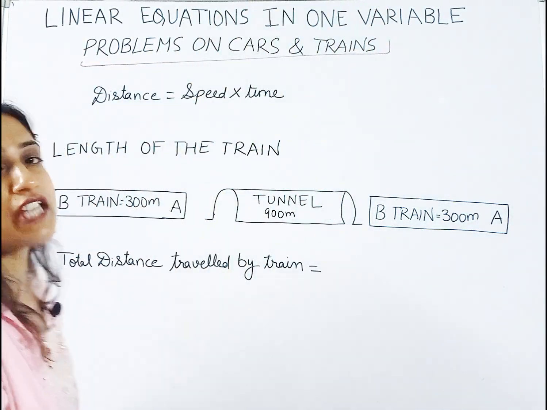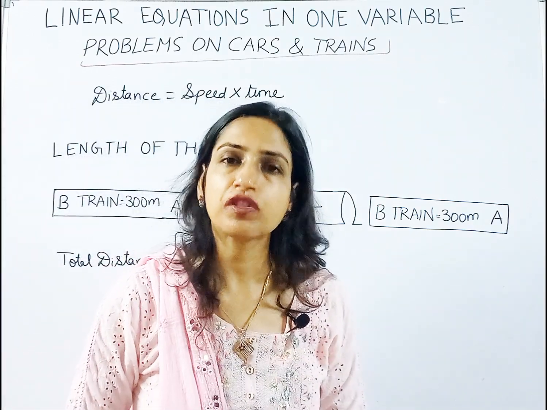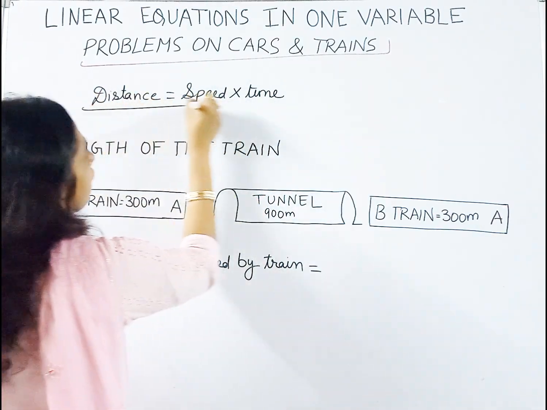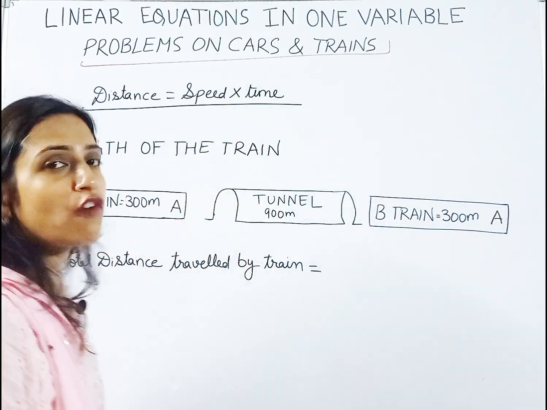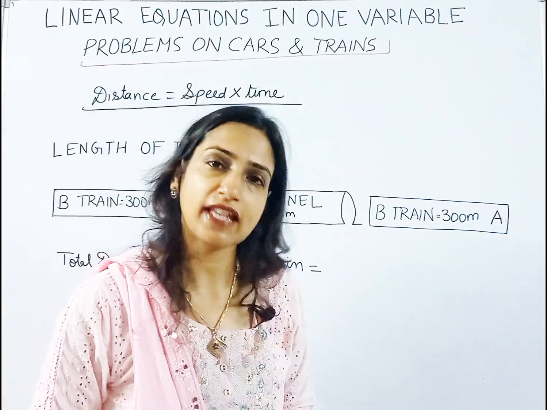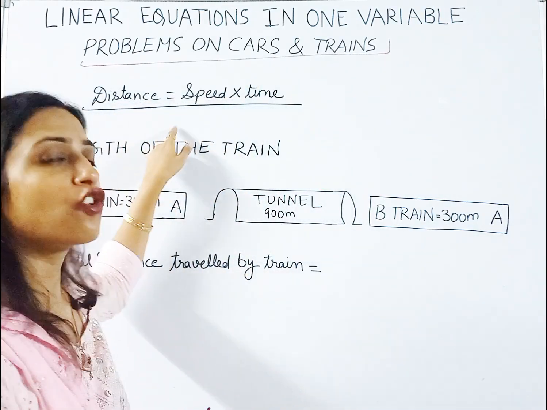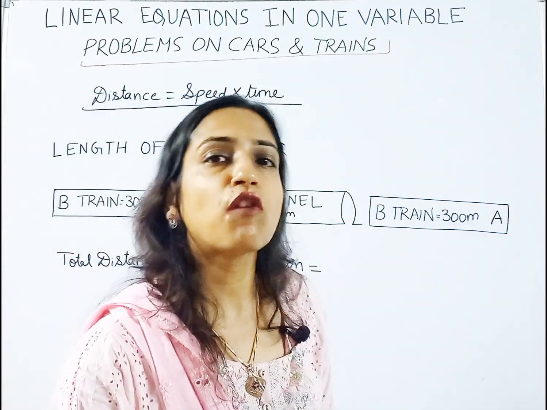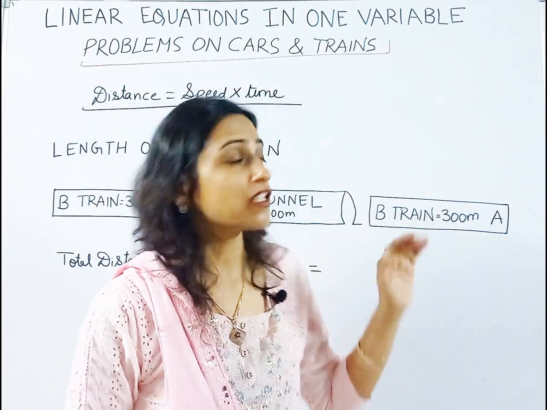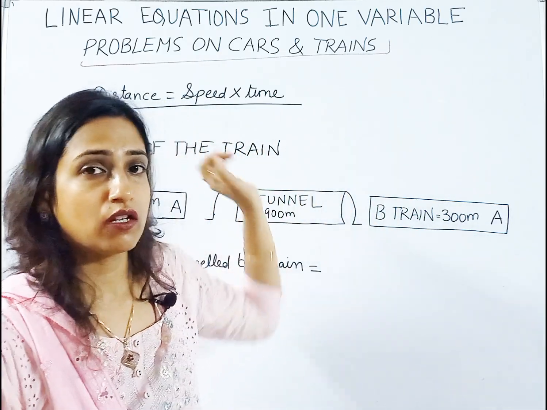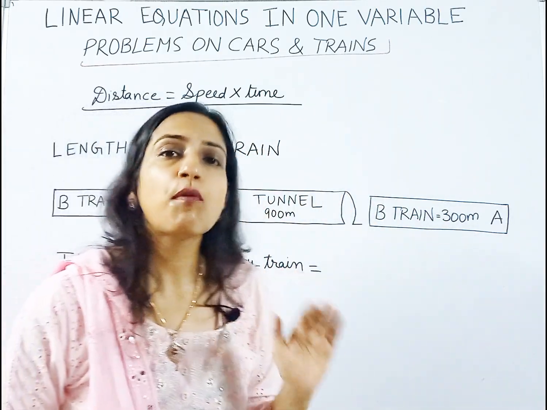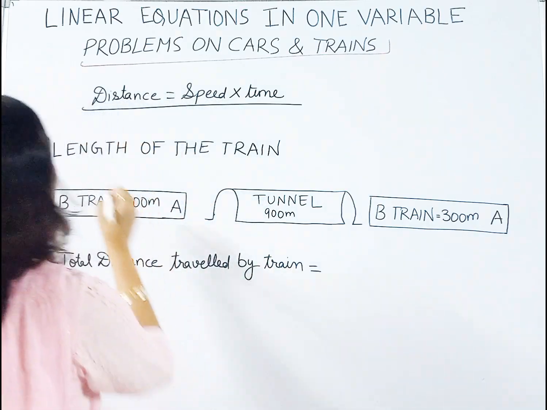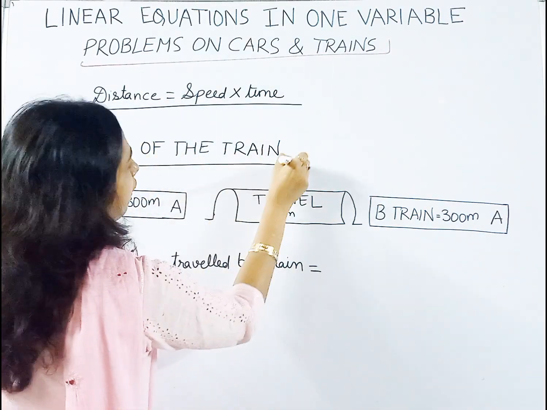To solve this type of questions, we use the distance formula. Distance is equal to speed multiplied by time. You have already studied this formula in science. To solve all types of questions on cars and trains, we use this formula. And one very important term to solve the questions of trains is the length of the train.